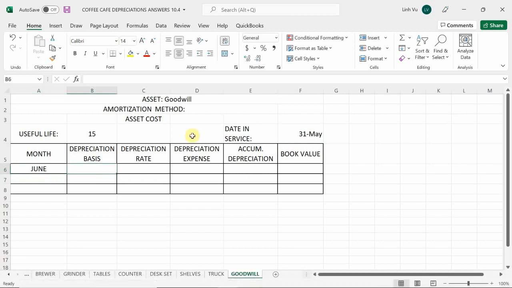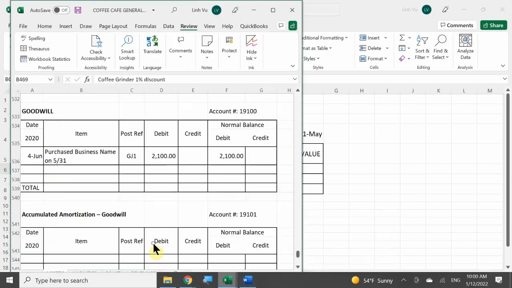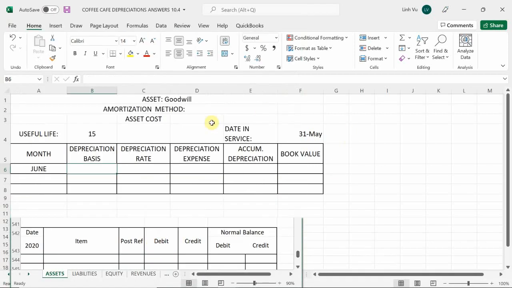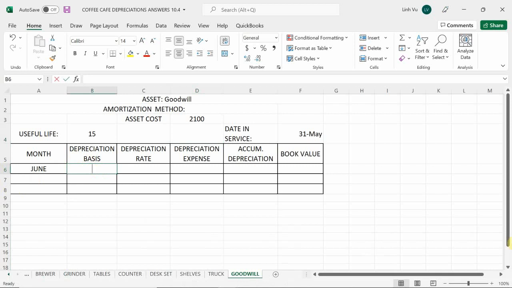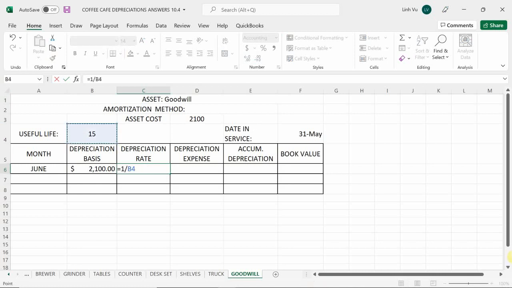So in this case, it is currently holding a value of $2,100. So what is going to be my amortization basis? 2,100. It acts like straight line, so it's 2,100 minus your salvage value, which in this case there is no salvage value. So that means it's going to just be whatever the asset cost is. Okay. What is the amortization rate? 0.06666.